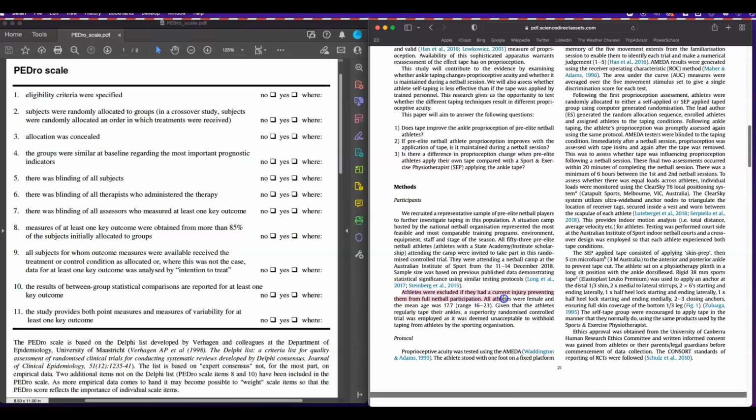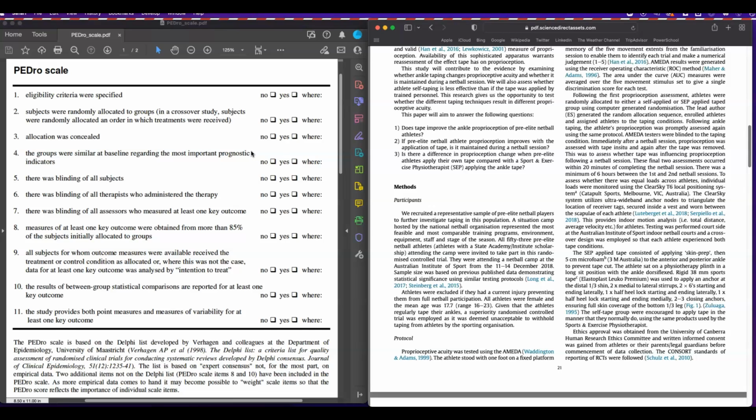Athletes were excluded if they had a current injury preventing them from participating in netball. In addition to that, an inclusion criteria was that they had to be female. All athletes were female, and they had a mean age of about 17.7. So we can see here, even though it's not explicitly listed, we know that there's an exclusion that's happening. We know that they're included if they're female. And so we can check yes on this. We can write page 21 in the where area, and then we can move to number 2.